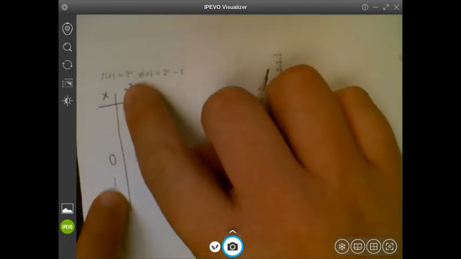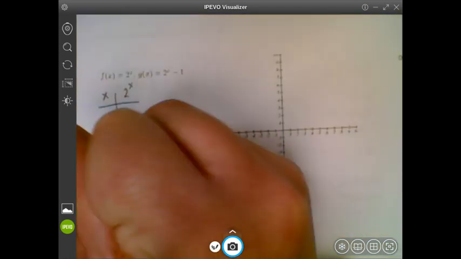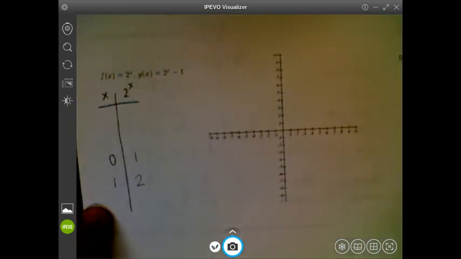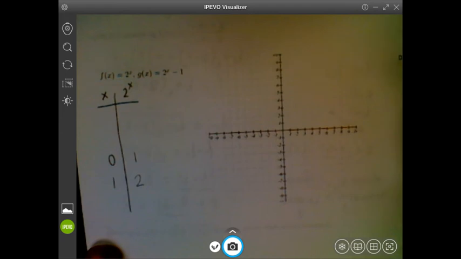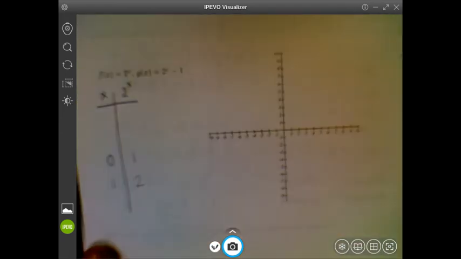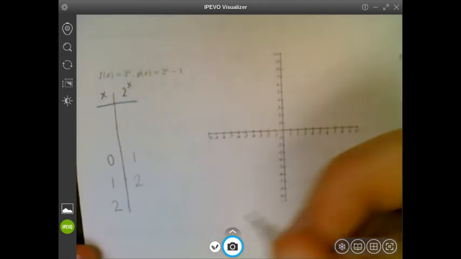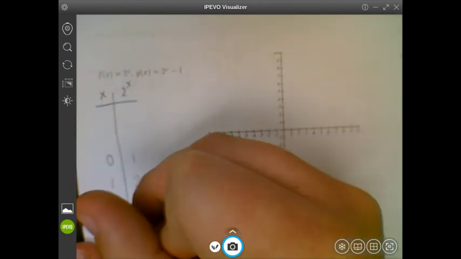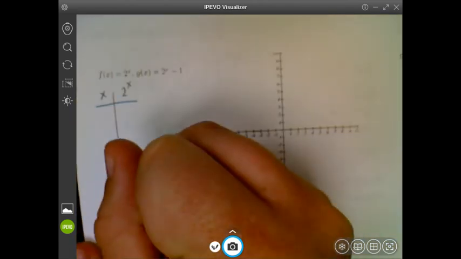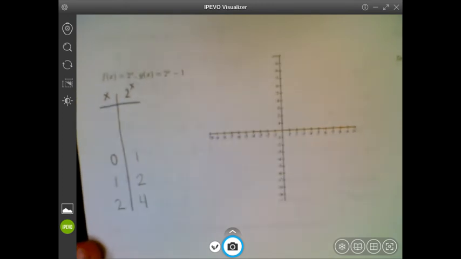Moving in the positive direction, if you plug in 1, 2 to the power of 1 is equal to 2. Anything to the first power is equal to itself. And so that's why we start off with those two. And then you're going to put another point on this way so you can see this growth happening. So this would be 2 to the power of 2, and 2 squared is 4.